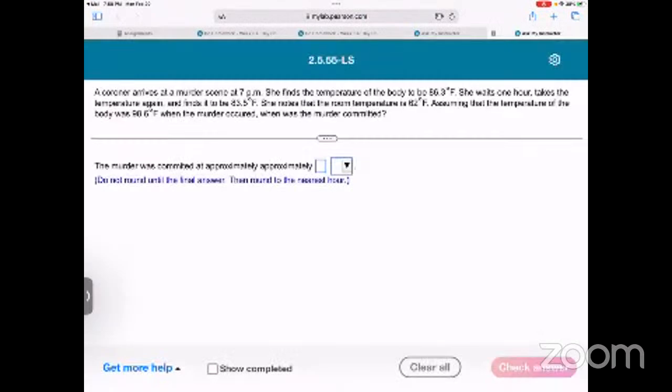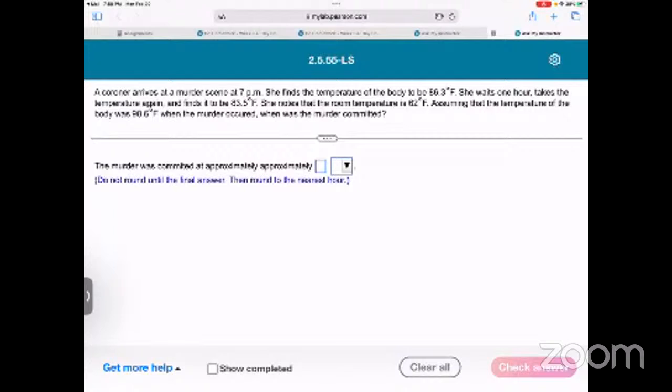It says a coroner arrives at a murder scene at 7 p.m. She finds the temperature of the body to be 86.3 degrees Fahrenheit. She waits 1 hour and then takes the temperature again and finds it to be this. She knows that the room temperature is 62 degrees Fahrenheit. Assuming that the temperature of the body was 98.6 degrees when the murder occurred, when was the murder committed? I like this one. Okay.